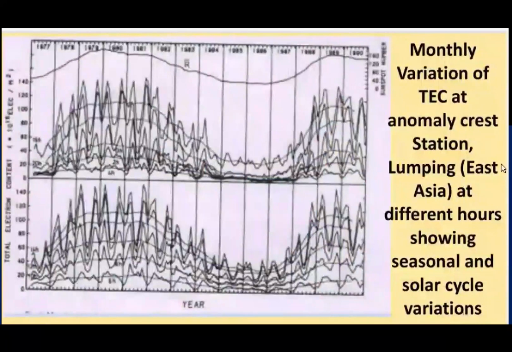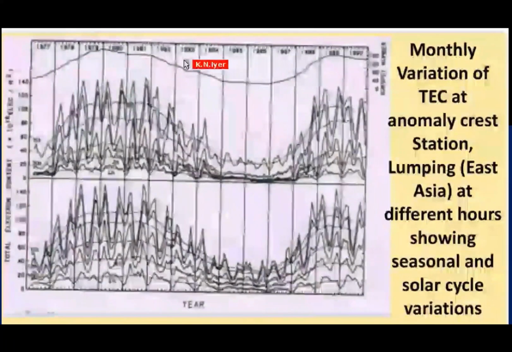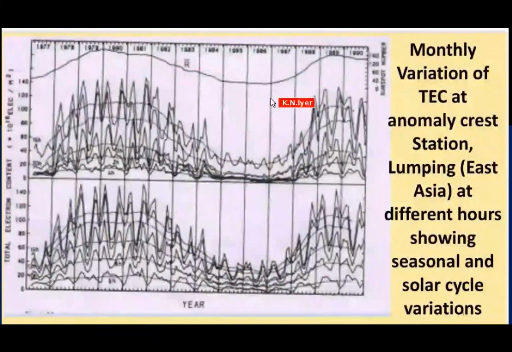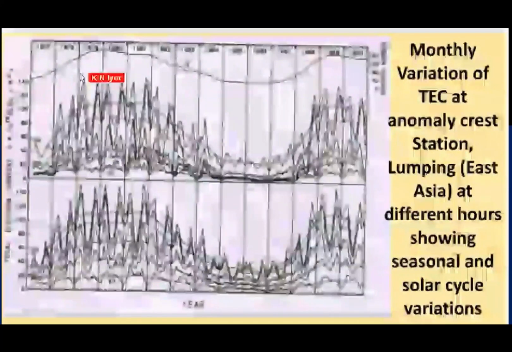So what is plotted here is the monthly variation of the total electron content, TEC, at an anomaly crest station. We will discuss a little later what is anomaly and anomaly crest. The station by name Lunping in East Asia at different hours, showing seasonal and solar cycle variations. So here again, each vertical line is marked at an interval of about 1 year. So this is 72, 73, 74, etc. Up to 1990 it is there. So each vertical line is 1 year.